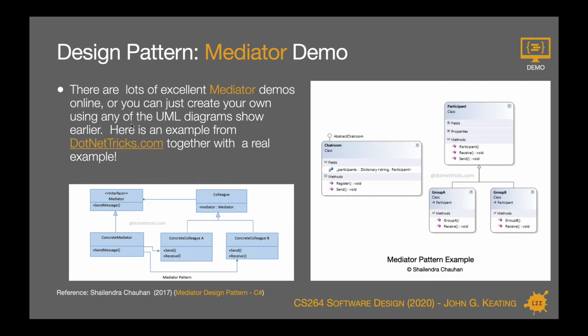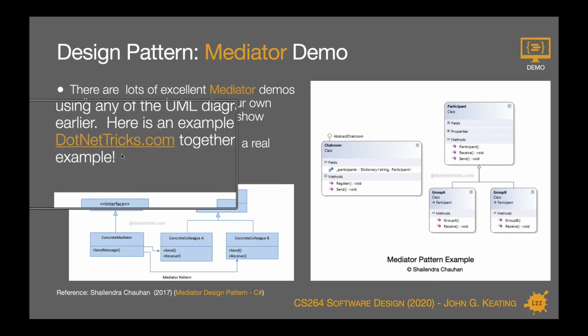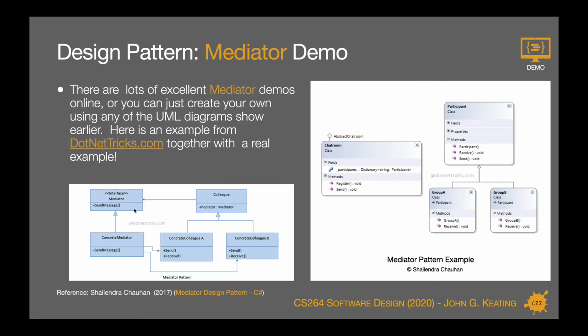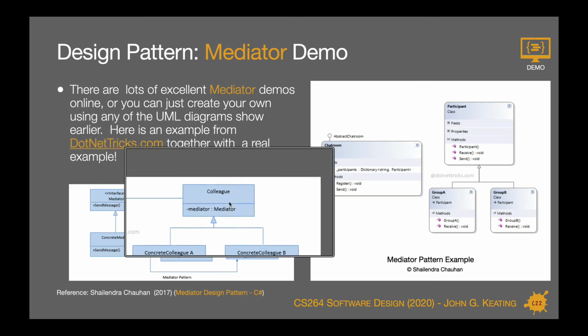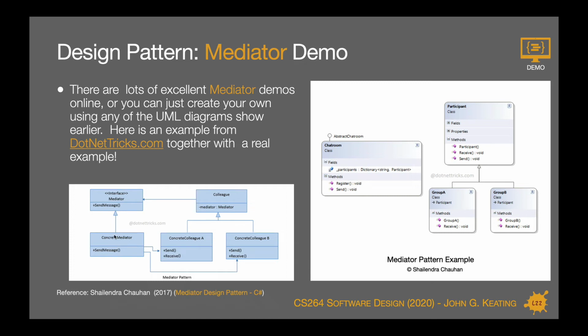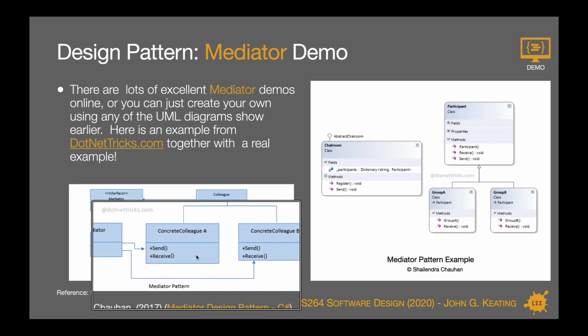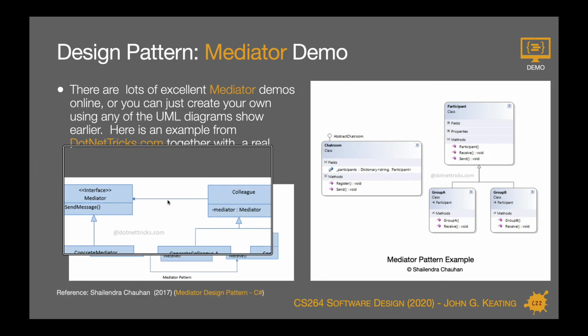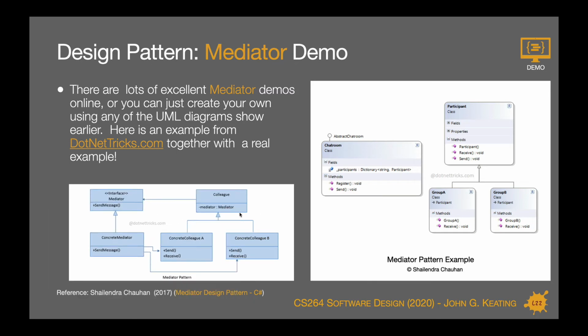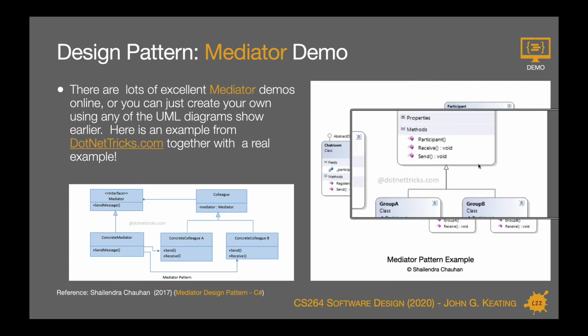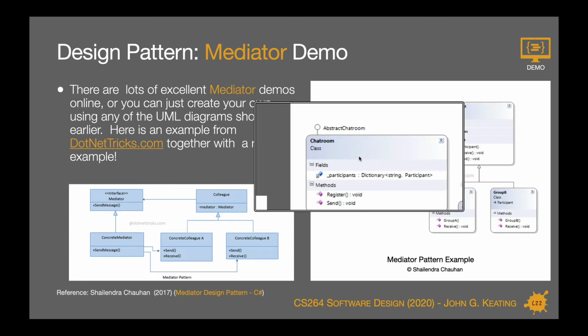So for example, if you look at some of the Mediator demos online, you can create your own, or you can run any of them that you see there. But here's one, for example, from .NET Tricks. So it's a real example about a Mediator, colleague, concrete colleagues. And now here you have some of the messages, what's happening here in terms of the actual methods, and then if you actually look at the Mediator example to build a design pattern, you can see there are different names here, chat room here.